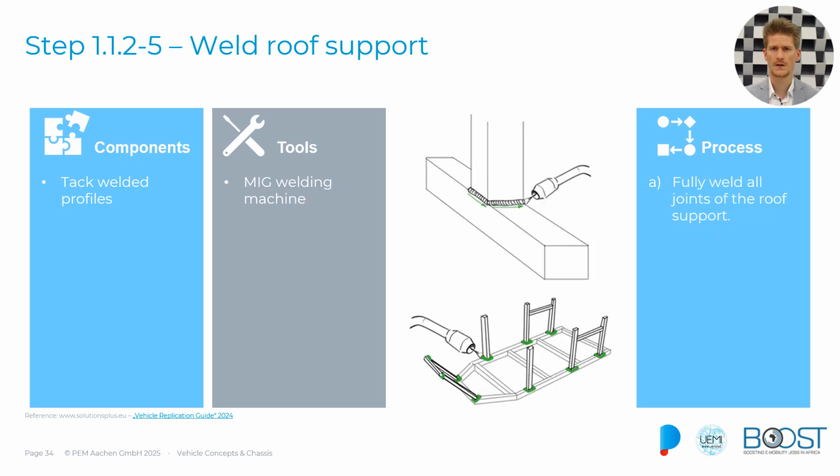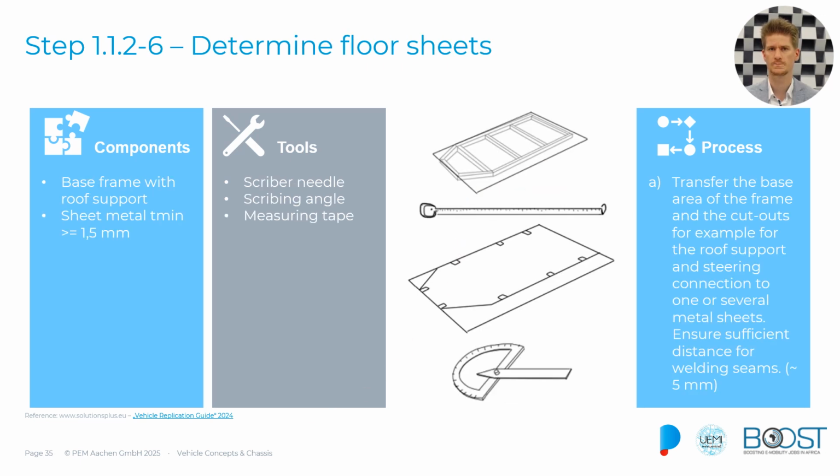Now, the next step is again the full welding of the roof support. So we will use the MIG welding machine in order to have a fully welded seam here. And once we have done that, we again check if these seams are flawless and if they're up to our quality standards.